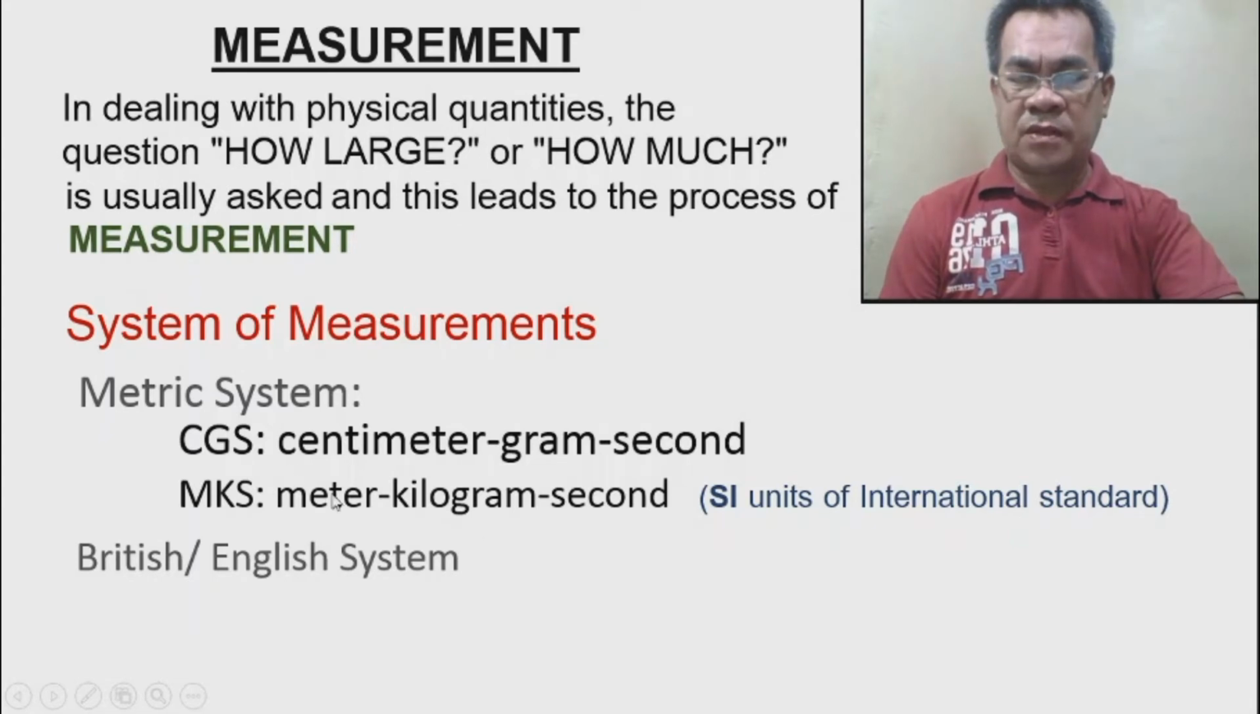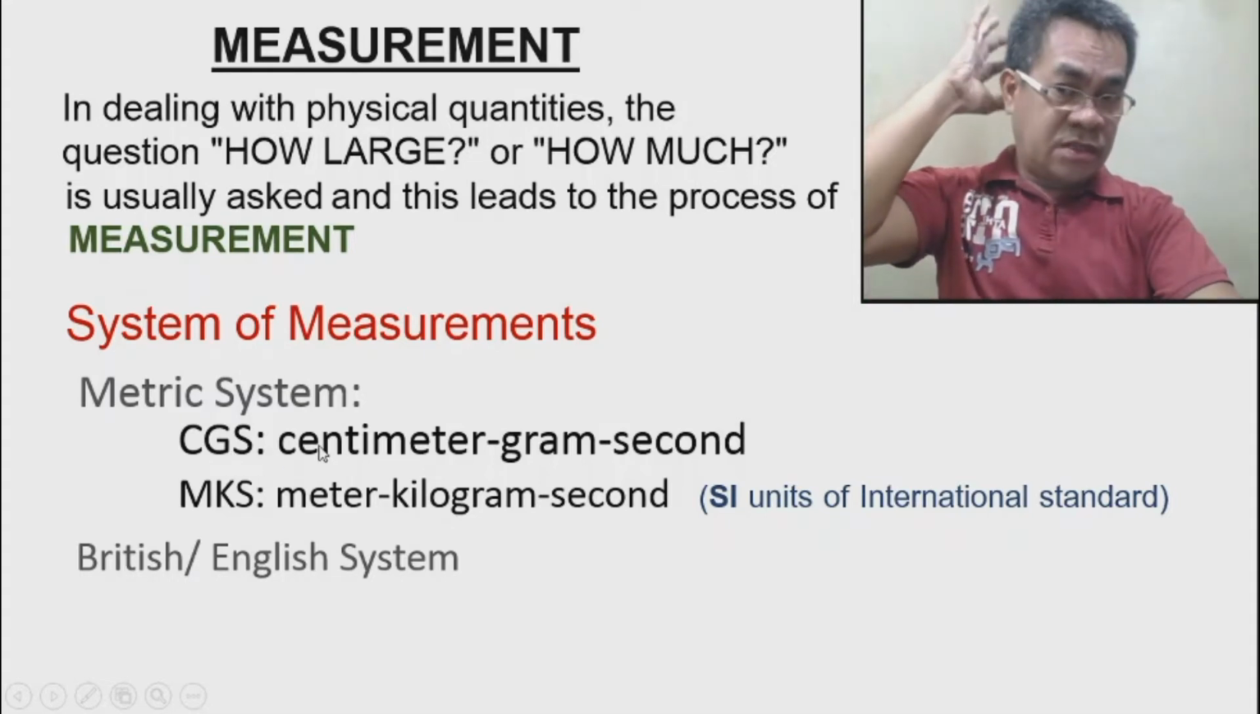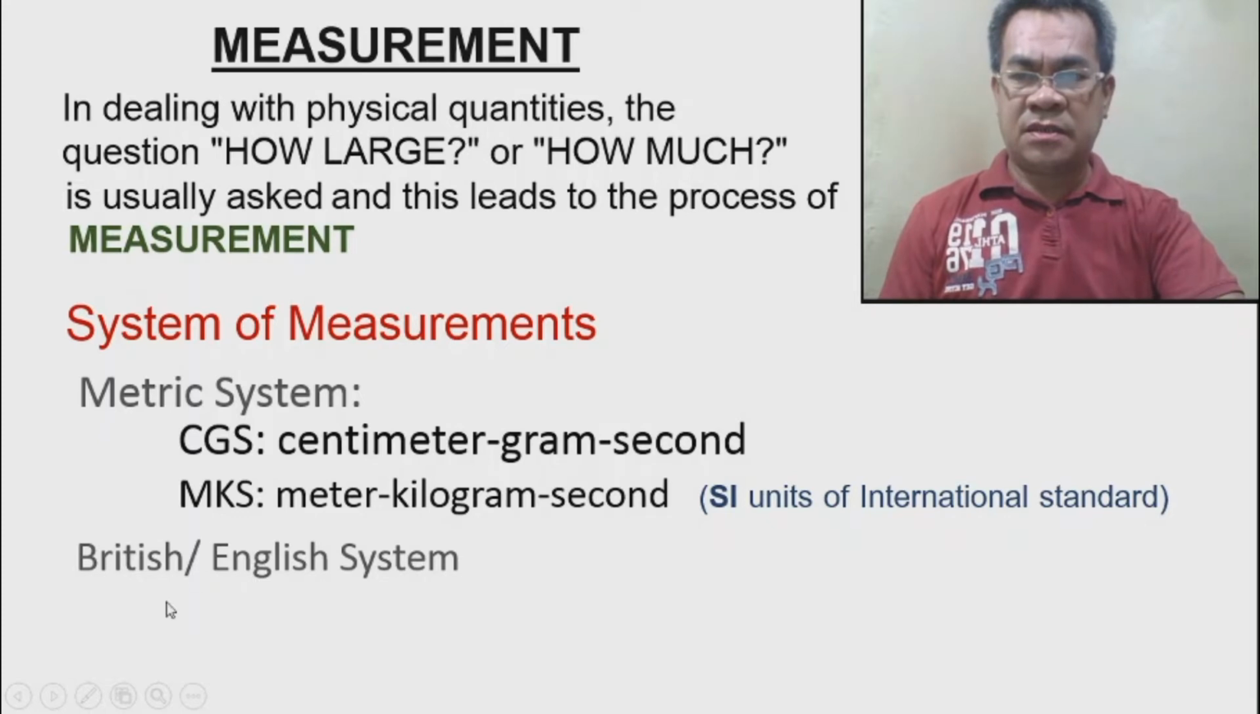When you are measuring length, we have the meter. For the mass, kilogram, and the time is seconds. By the way, the CGS is also used in the laboratory. Usually for small object analysis, we use the CGS in the laboratory: centimeter for the length, grams for the mass, and the time is still in seconds.